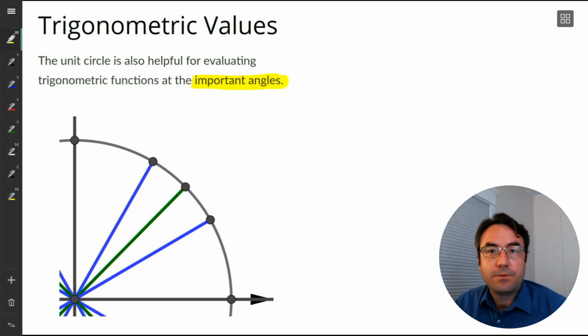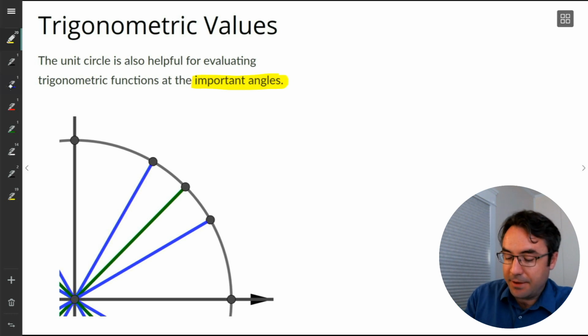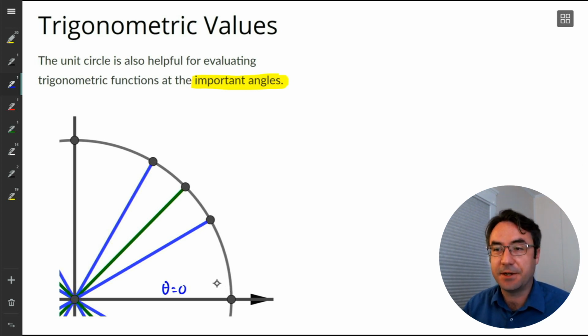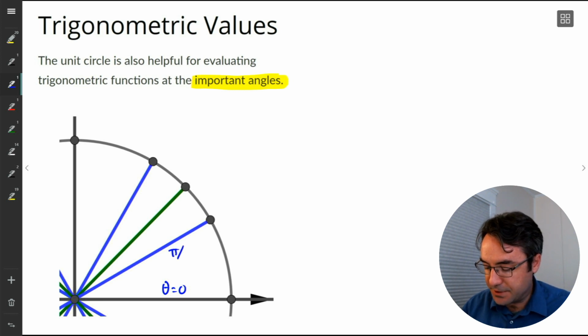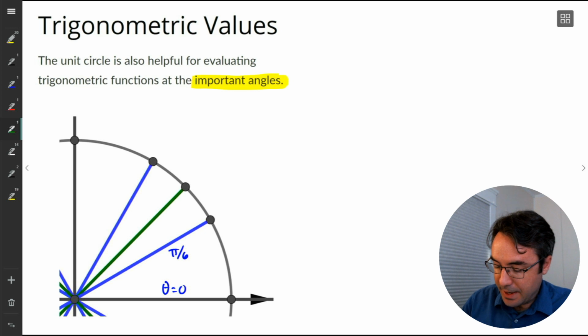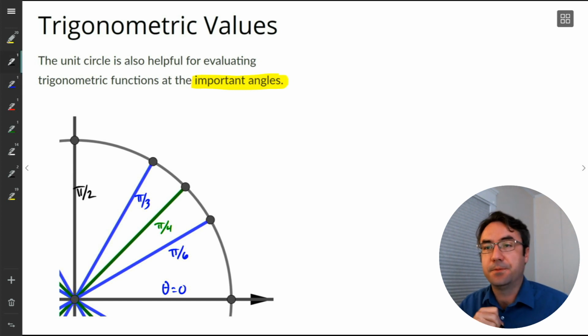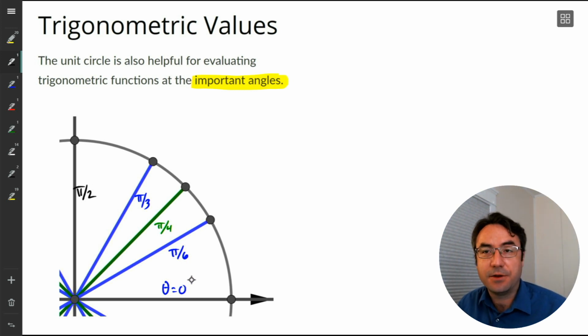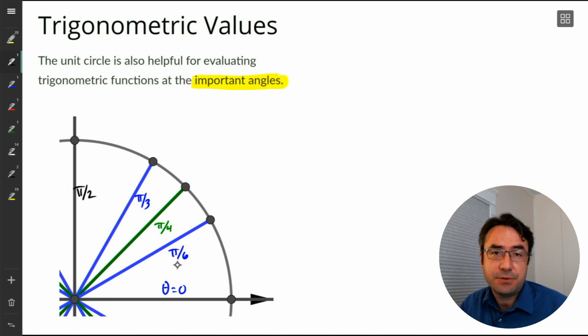So let's first look at the important angles. So what are they? We talked about this last time. So we have theta equal to 0. That's the positive x-axis here. Then we had pi over 6. Then we had pi over 4. Then we had pi over 3. And then here we had pi over 2. So really, these are the 5 important angles, the values we should have memorized. And then we can use these values to fill in the rest of the circle, essentially.